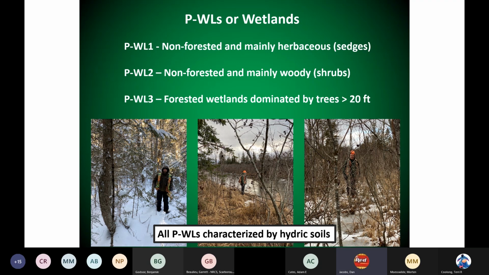So when you have a PWL1 or a PWL2 adjacent to a water body, that will impact the location of your normal high water line. That will push the normal high water line to the upland edge of the wetland.